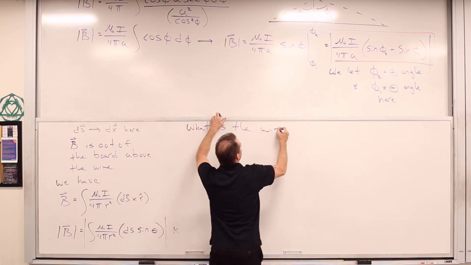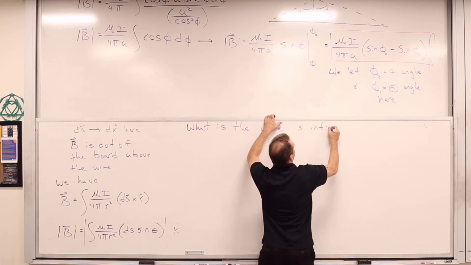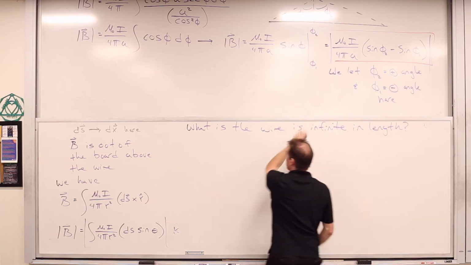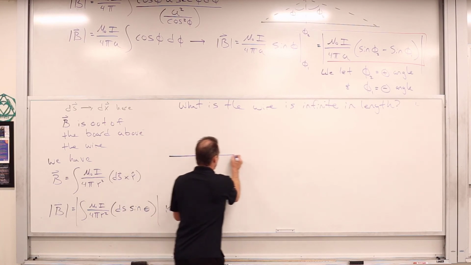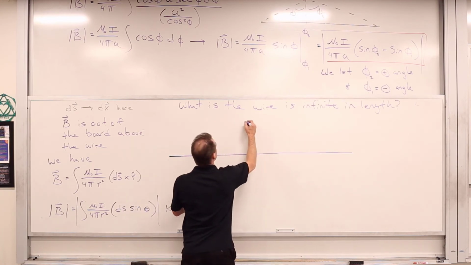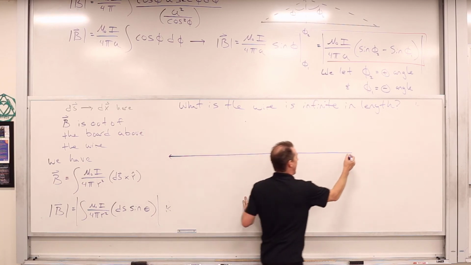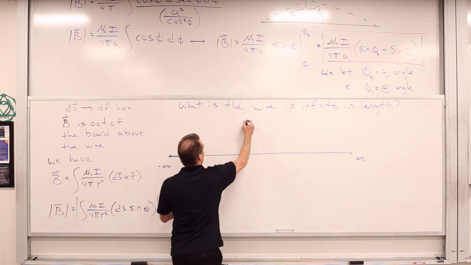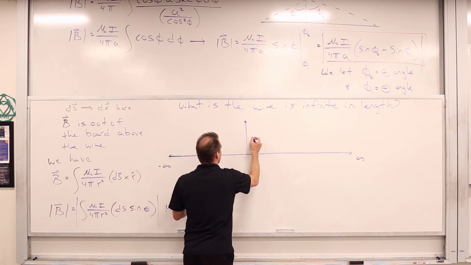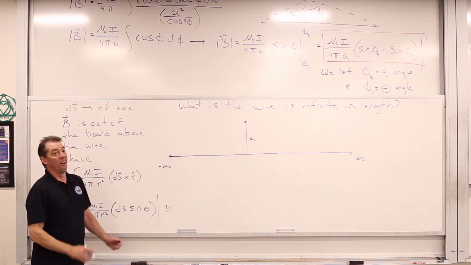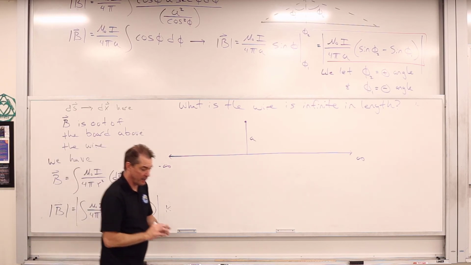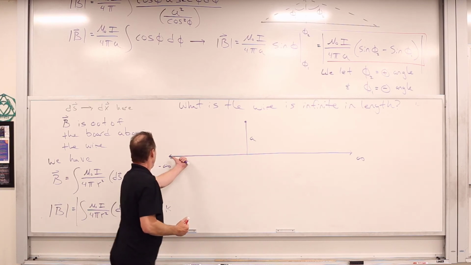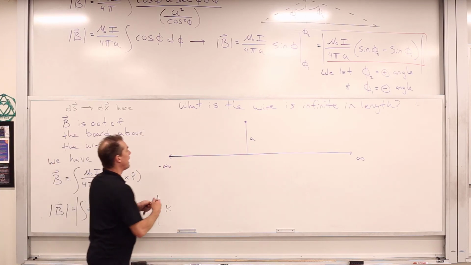What if the wire is infinite in length? What we've got to do is go ahead and draw this out. Note that these extend out to infinity, negative infinity. We pick ourselves a point. That's great. We're some distance A away from this infinitely long straight wire. And we ask ourselves, what do the angles look like when the ends are infinitely far away?